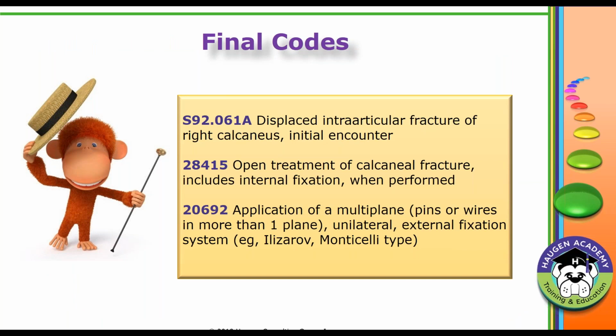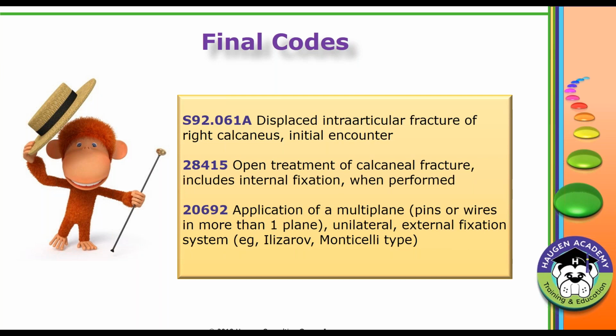So here we have our final codes. We came up with S92.061A for our ICD-10 code. And then we have our two CPT codes, 28415 and 20692. So we made it through all of our op report, and we're able to code the procedures. I have the procedures sequenced in RVU order. So 28415 has slightly more RVUs than 20692 here.